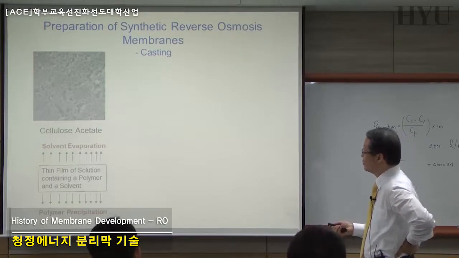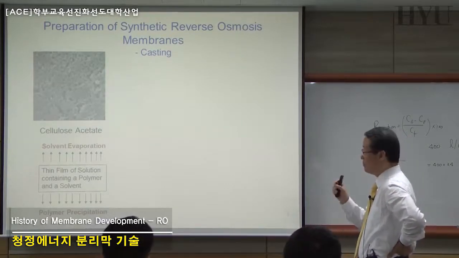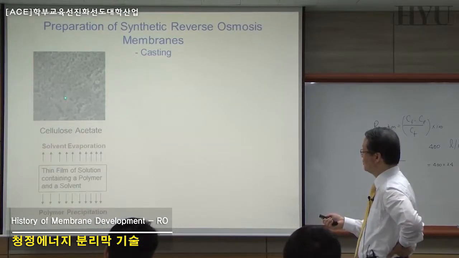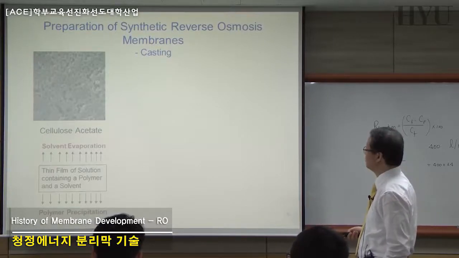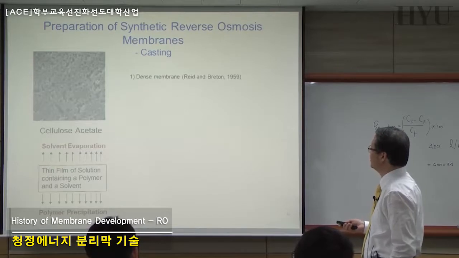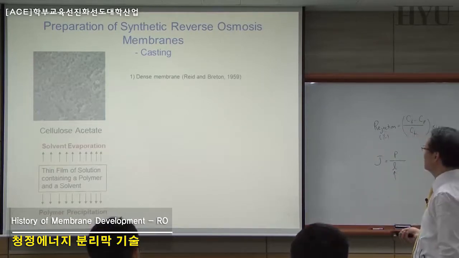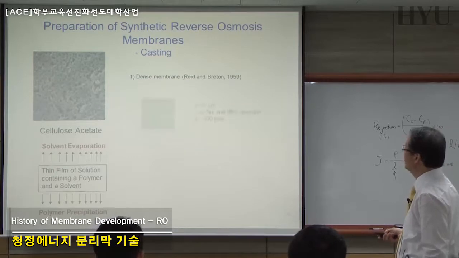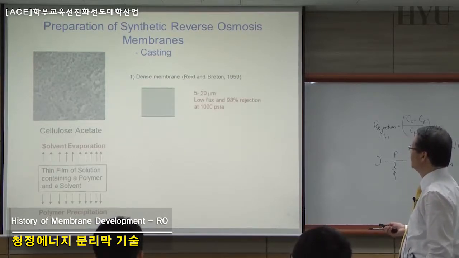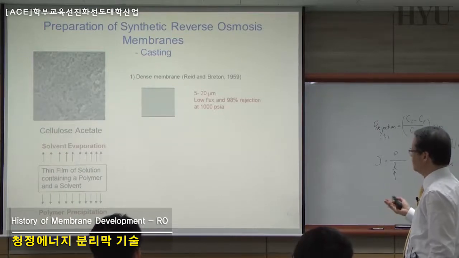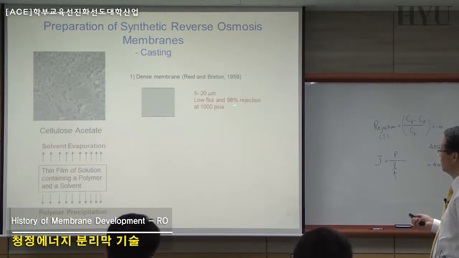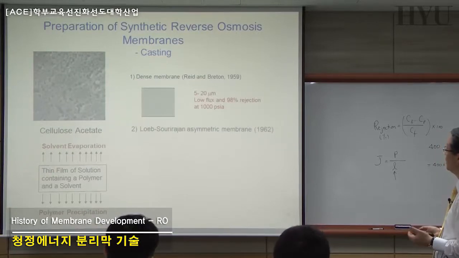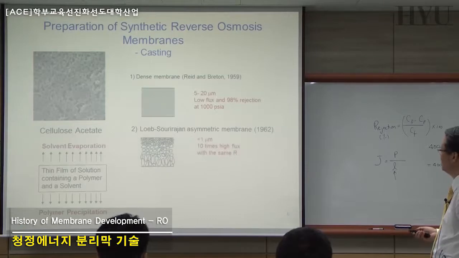In fact, this is the microporous membrane, and depending upon the pore sizes, we have a different scale of the permeation or separation ranges. So first of all, you make the dense membrane, as noted by Reid and Breton in 1959 in JEPS. He made about 5 to about 20 micron thickness of cellulose acetate, but there it's very low flux, although they can get pretty high rejections of the salt at high pressure. But Loeb and Sourirajan, they made the osmotic membrane.